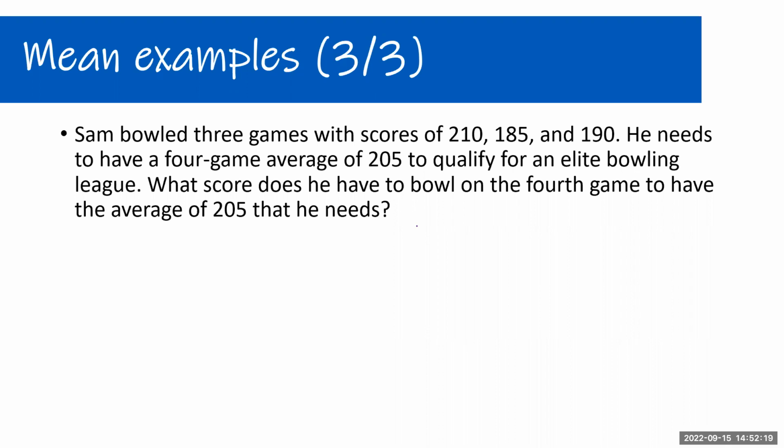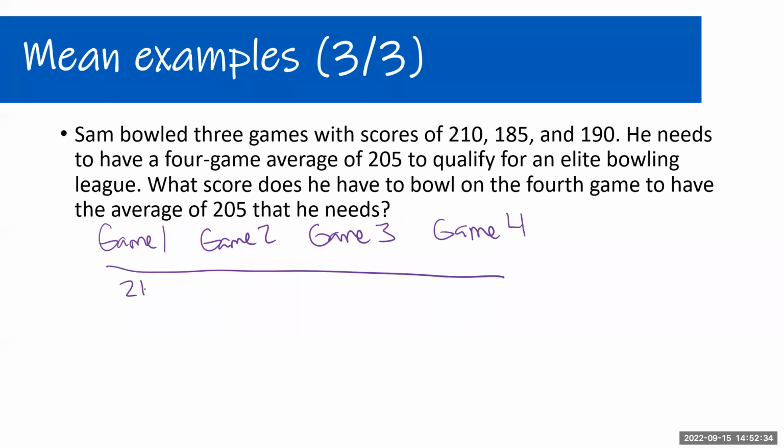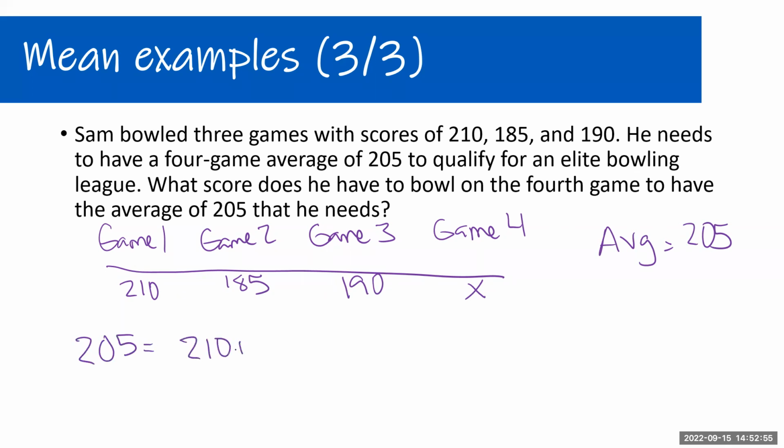Remember when we have an unknown that we'll usually represent that with X. So we can say, okay, well, game 1, game 2, game 3, and game 4. We know that game one, he had a 210. We know he had a 185. He had a 190. And then we don't know what he's going to get there. He needs, and we want the average to be 205. So that means out of the 4 games, we need 205 to be equal to the average, which is just going to be 210 plus 185 plus 190 plus x divided by 4.